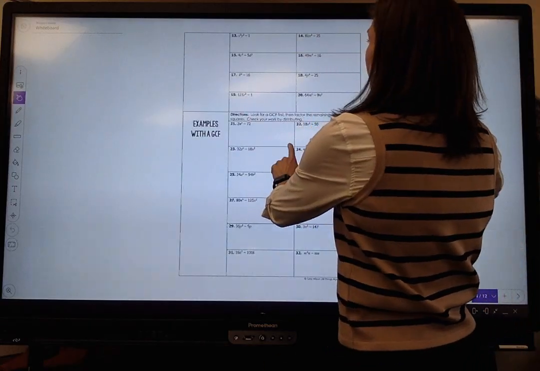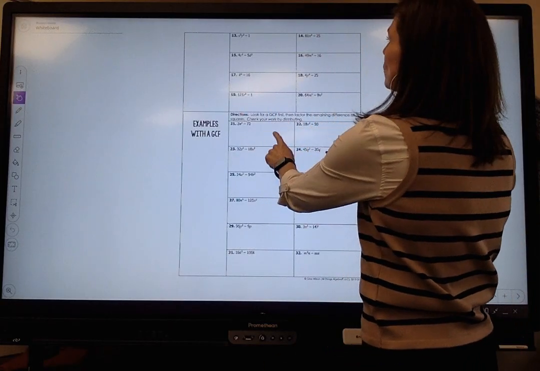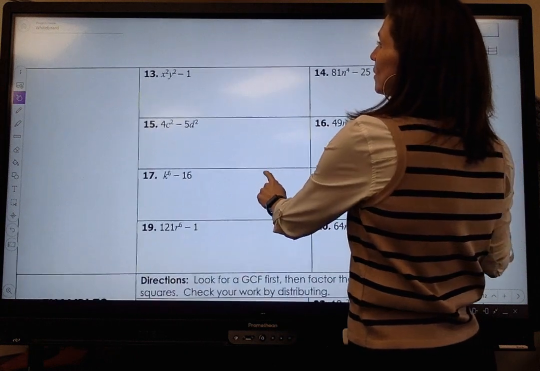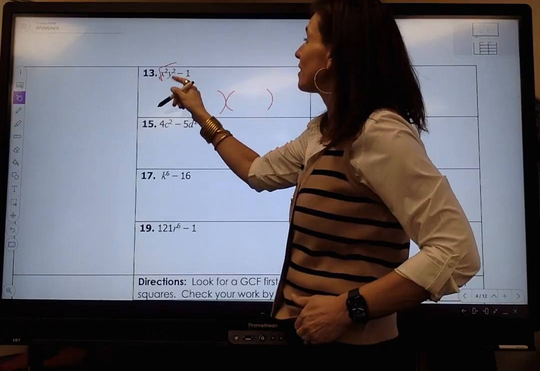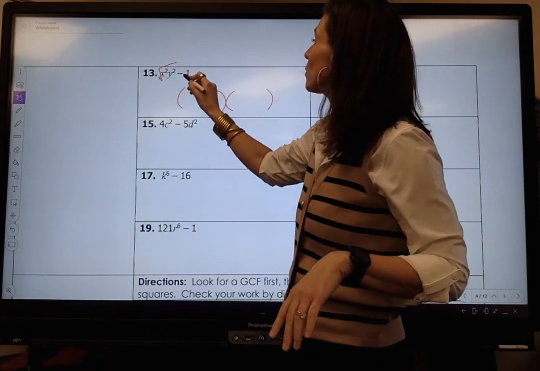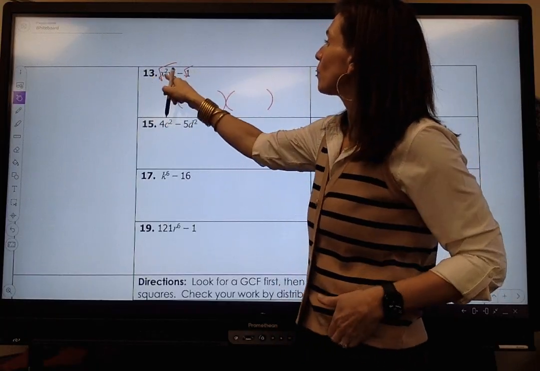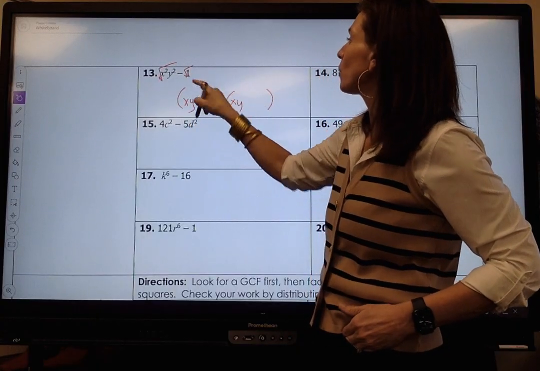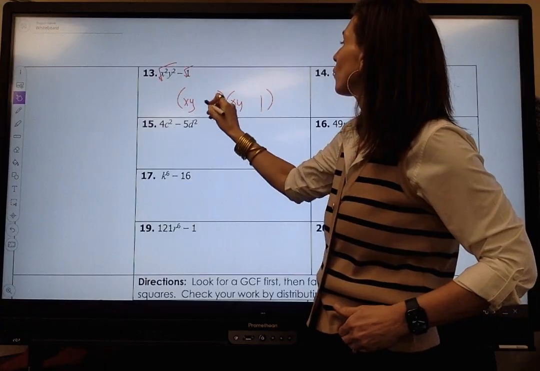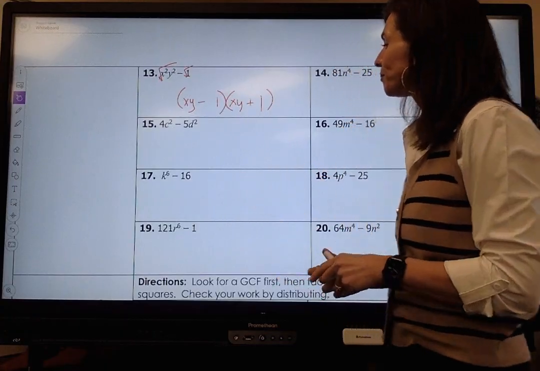All right, I think you got the hint there. Let's do 13 real quick. Does it fit the form of a difference of squares? Yes, they're evenly separated, and the square root of 1 is 1. So the square root of x squared y squared is xy, so that goes in the first term. The square root of 1 is 1. That's the second term. One's negative and one's positive.